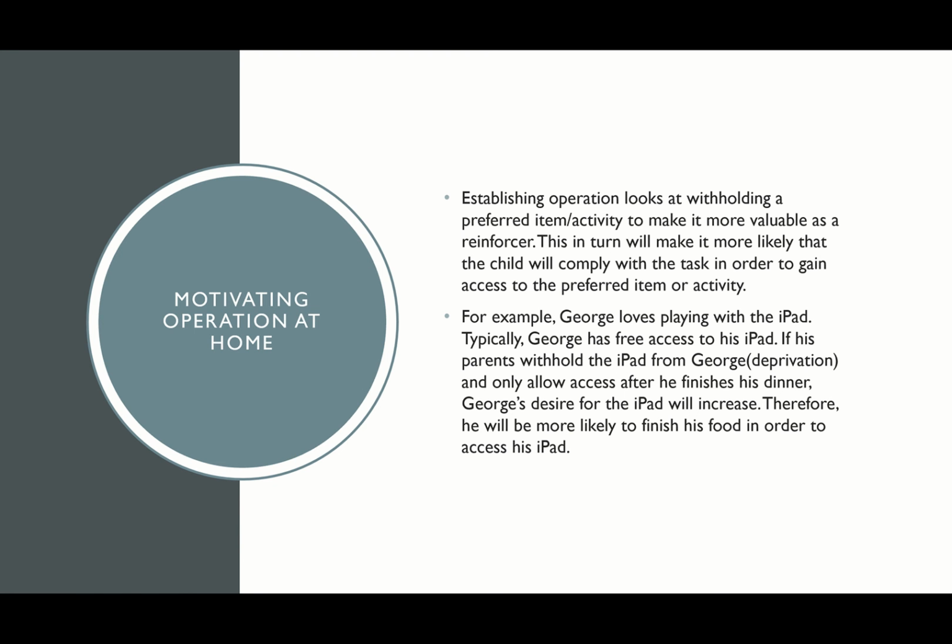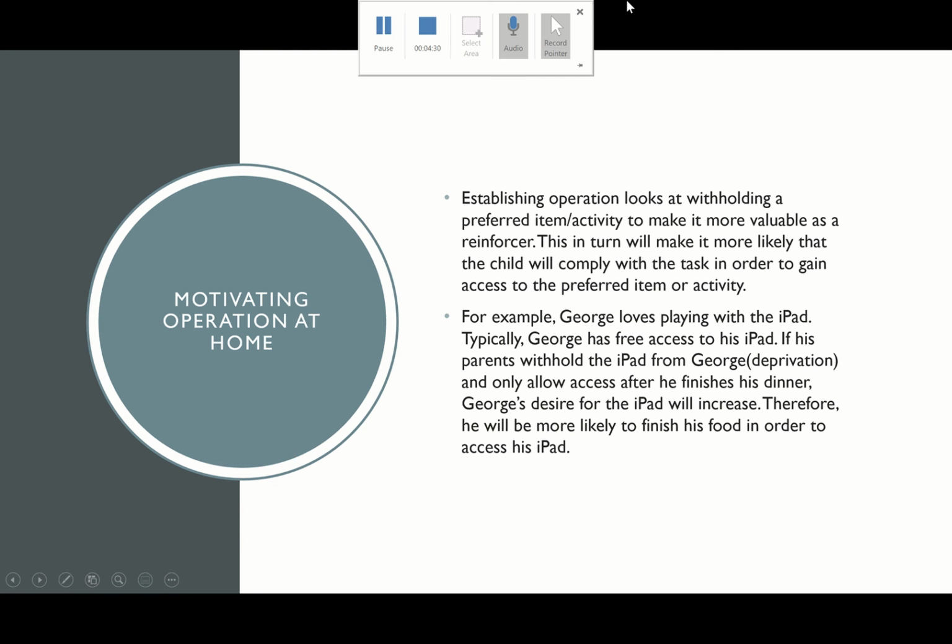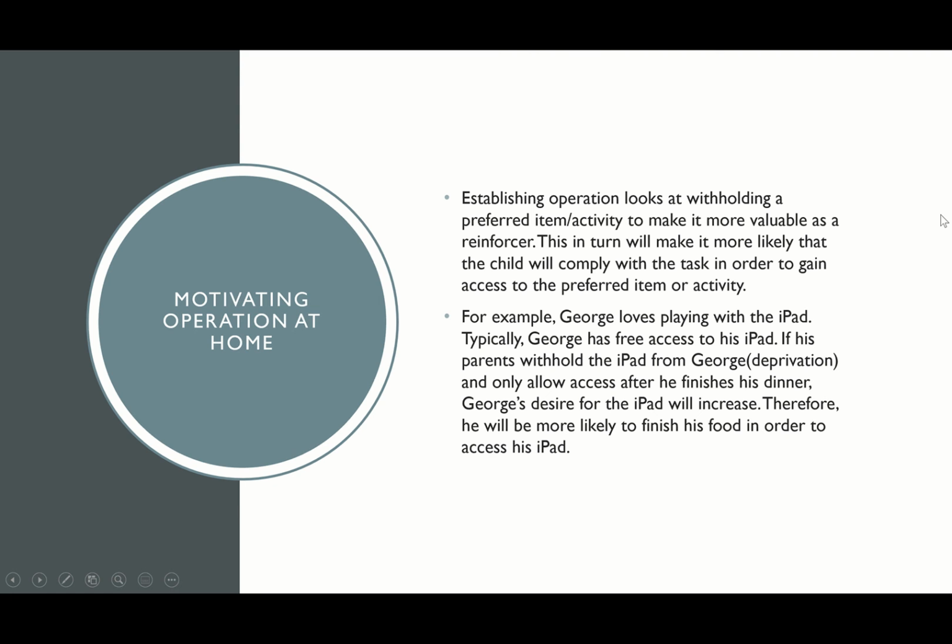Now let's take a look at motivating operation at home and how you can use it with your child. Like we discussed before, establishing operation looks at withholding a preferred item or activity to make it more valuable as a reinforcer through a state of deprivation. This in turn will make it more likely that your child will comply with the task in order to gain access to that preferred item or activity.